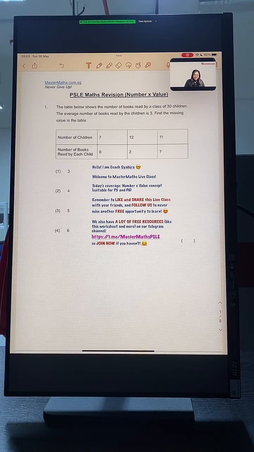If you are already in here and you have the worksheet, you can start on question number 1.